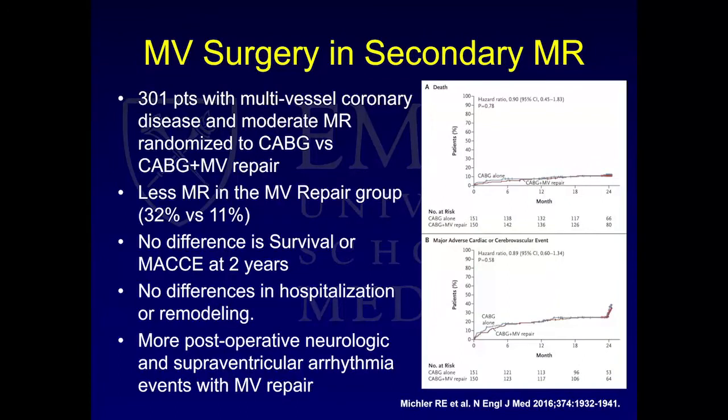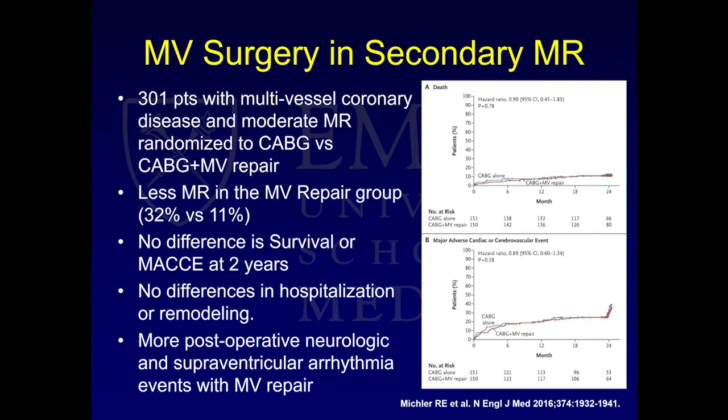There have been a couple recent surgical trials about secondary MR. This is one from the New England Journal. I think they were published in the same edition. About 300 patients that were undergoing CABG got randomized. They all had moderate MR. They got randomized to mitral valve repair with the CABG or just CABG alone.